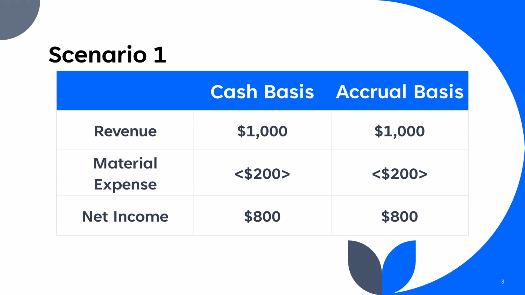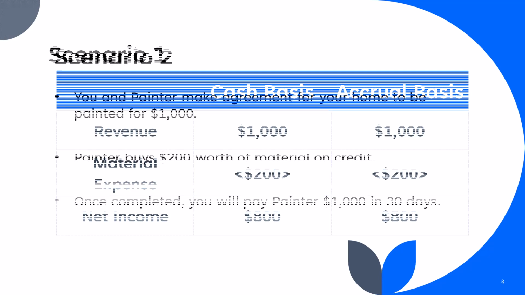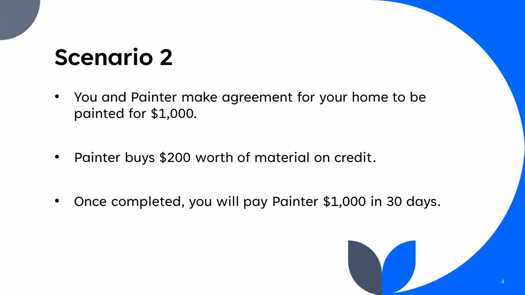Under the accrual method, under this scenario, the revenue would be $1,000 and the expenses would be $200. He would recognize that $1,000 because he finished the job, therefore he earned the revenue, and he would recognize the expense of $200 since he incurred that expense. So let's go to scenario 2.